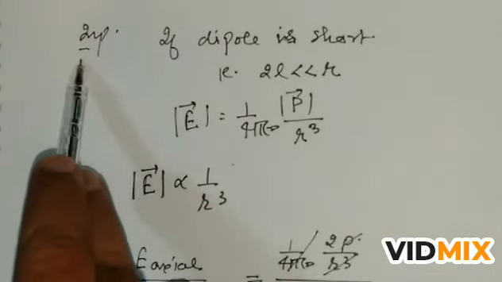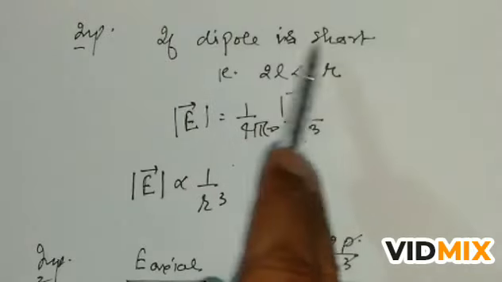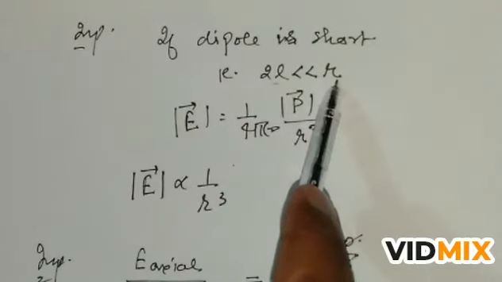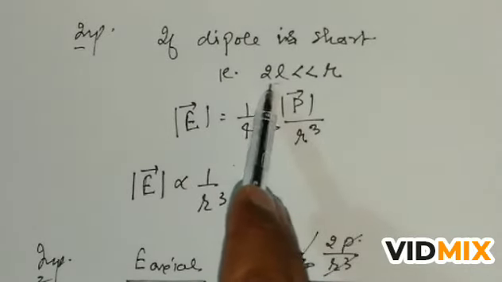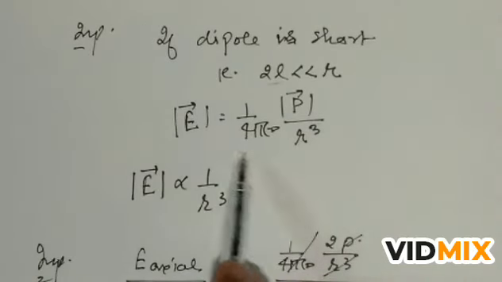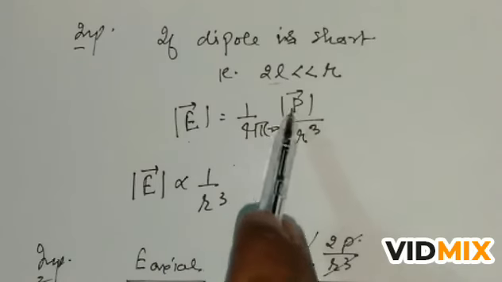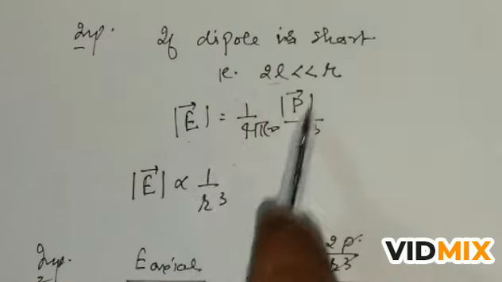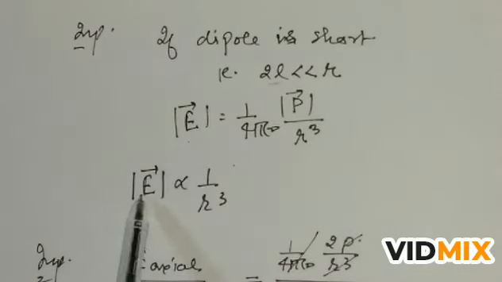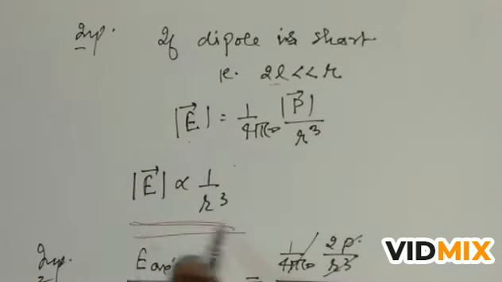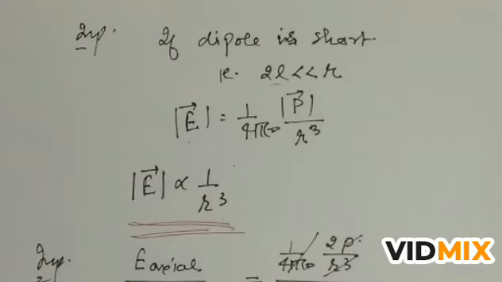Now, what is the important point? If the dipole is short, meaning 2L is very small compared to R, we can neglect L square. So by removing the L, the intensity of field at the equatorial point will be 1 upon 4 pi epsilon naught, P upon R cube, and all these terms are constant, so the electric field intensity is inversely proportional to R cube.